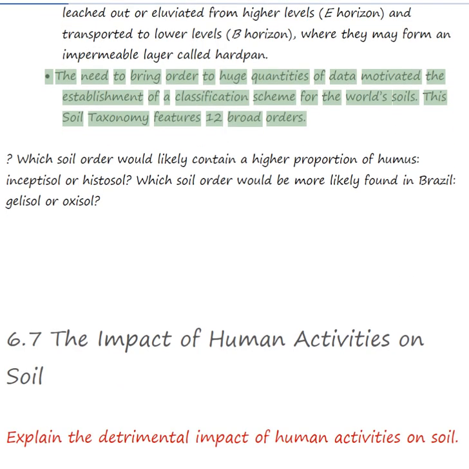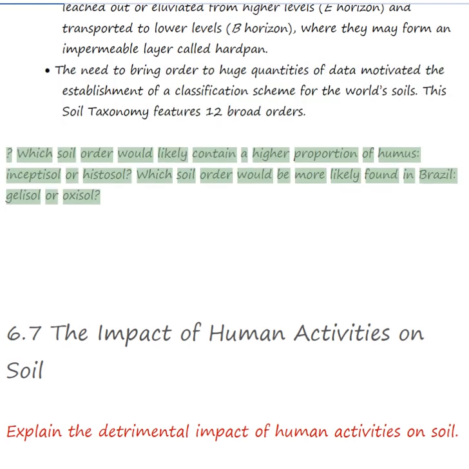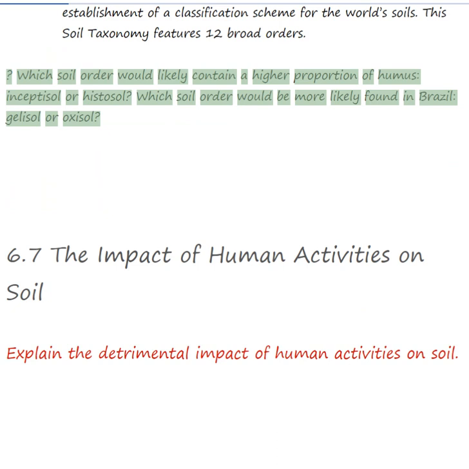The need to bring order to huge quantities of data motivated the establishment of a classification scheme for the world's soils. This soil taxonomy features 12 broad orders. Which soil order would likely contain a higher proportion of humus, inceptisol or histosol? Which soil order would be more likely found in Brazil, gelisol or oxisol?